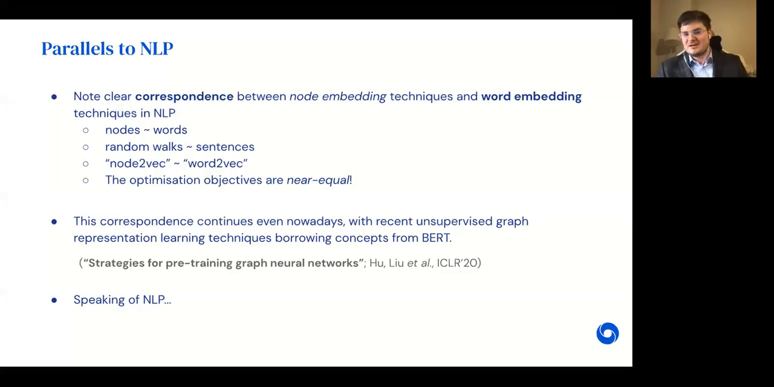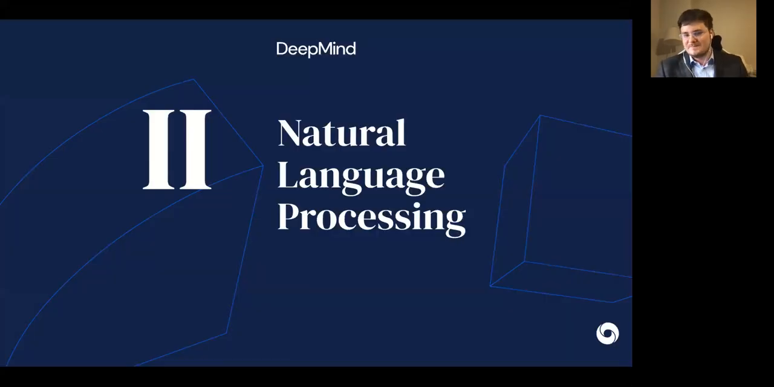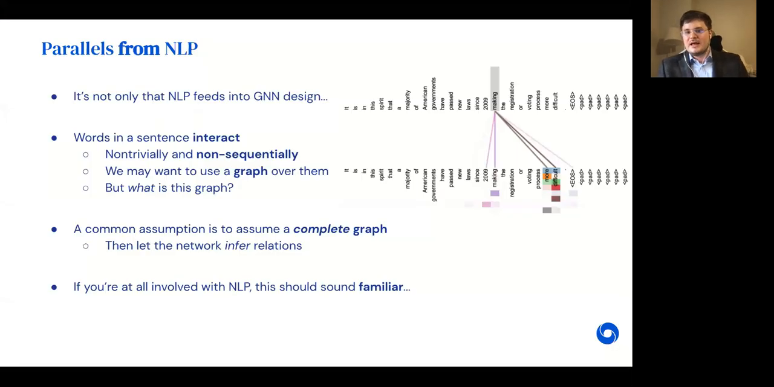But speaking of NLP, let's make a quick remark about NLP. So it's not just that GNN design is inspired by NLP. Sometimes you can see concepts going the other way. If you look at words in a sentence, they're obviously going to interact in some interesting ways, like subject, object, and these kinds of relations. And they interact in a way that's not trivial and not sequential. That means that processing them using a simple recurrent model or a convolution model may not be the most accurate way to look at them. We may actually want to use a more generic graph over them. But the problem is, what is this graph?